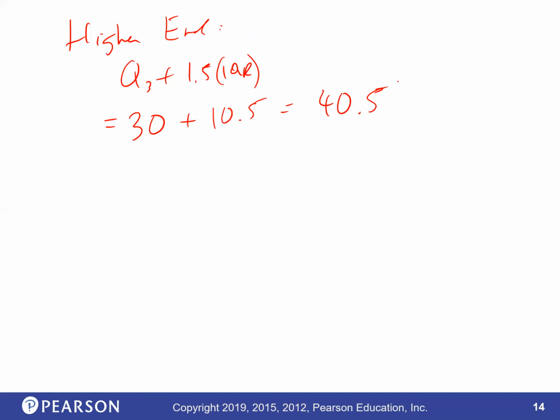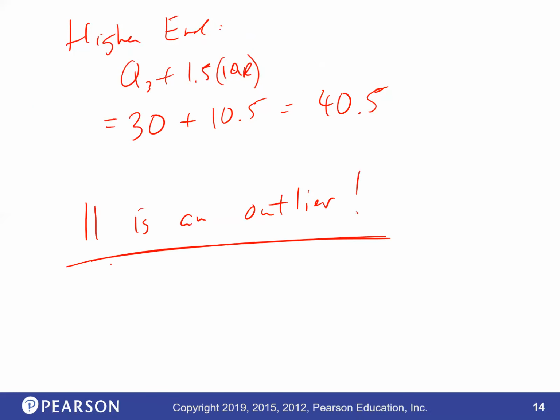Question is, do we have any numbers? No, nothing on the higher end. Seems like the data on the higher end is a little bit more clustered together. So no higher end outlier. The low outlier is going to affect the data quite a bit.